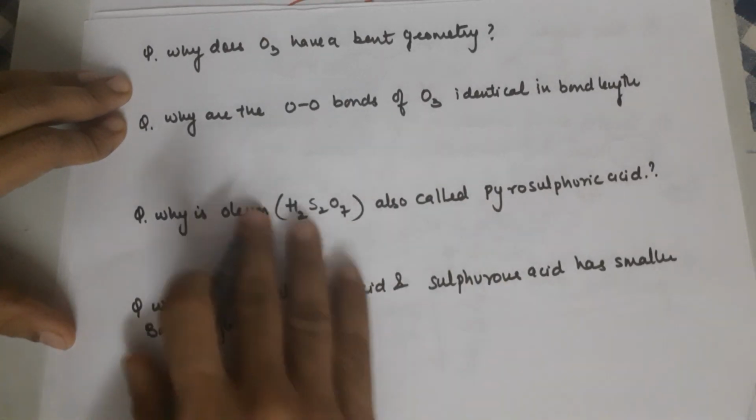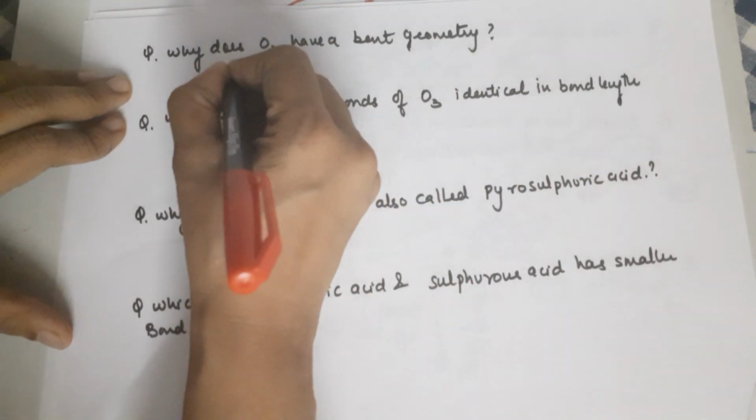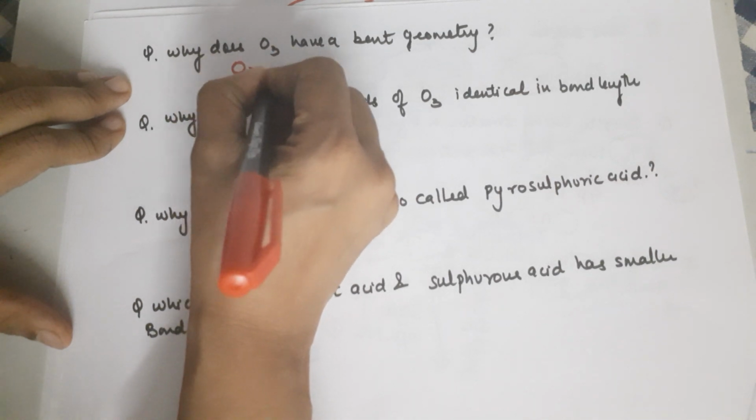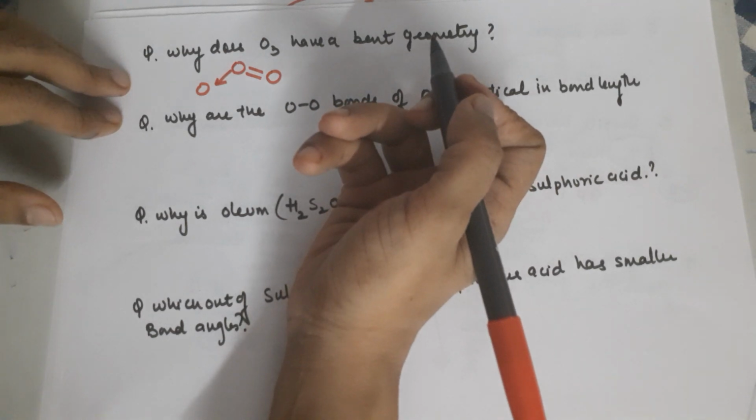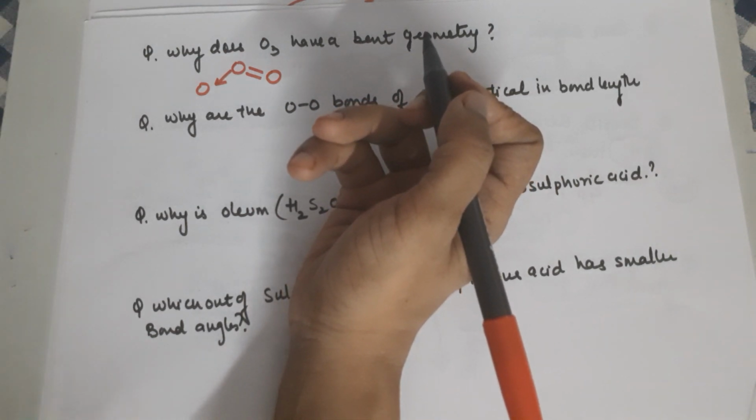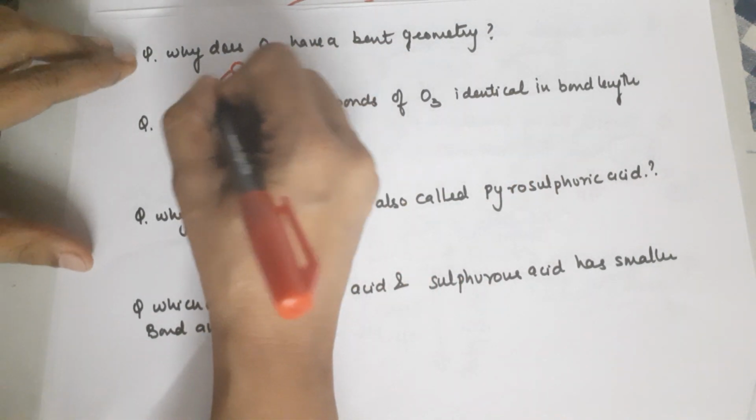Alright, coming to the next. Ozone has a bent geometry. Let's draw the structure of ozone. Ozone has a coordinate bond like this. If you are not aware of it, please watch my lecture on coordinate bonding to understand the structure of ozone.